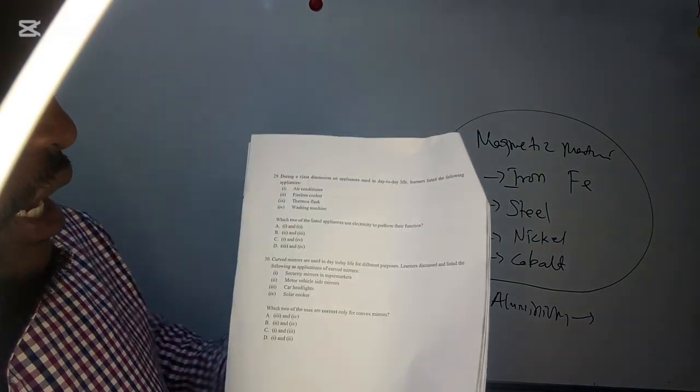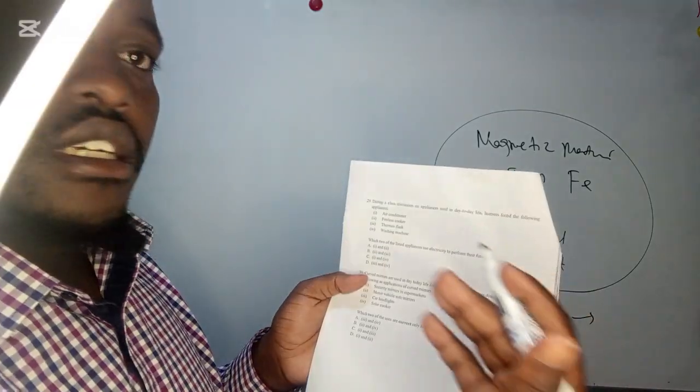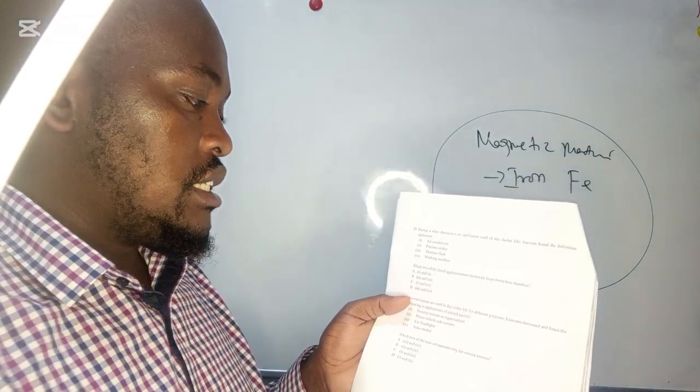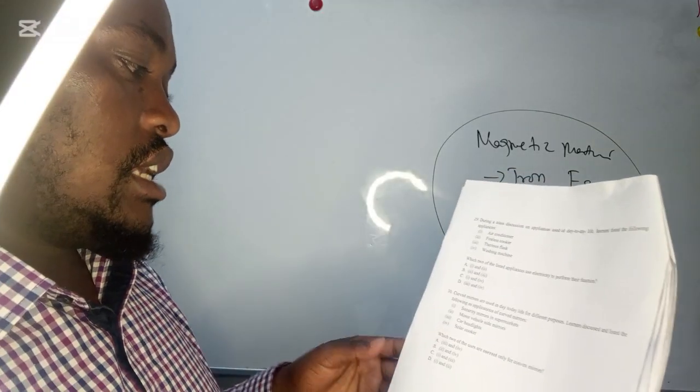It is also present in motor vehicle side mirrors. We use a convex mirror so that one is able to have a wider view and see a whole vehicle, people moving behind and such. Headlights, no, and solar cooker, no. It is present in 1 and 2. The correct answer was D.